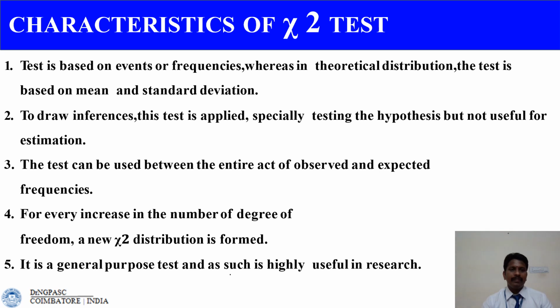Point number 3, the test can be used between the entire set of observed and expected frequencies. Point number 4, for every increase in the number of degrees of freedom, a new chi-square distribution is formed. Last point, it is a general purpose test and as such is highly useful in research.